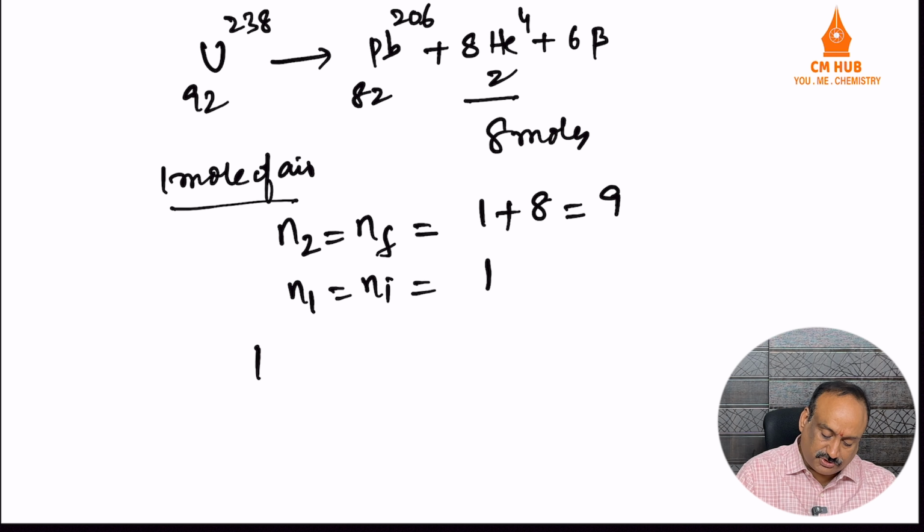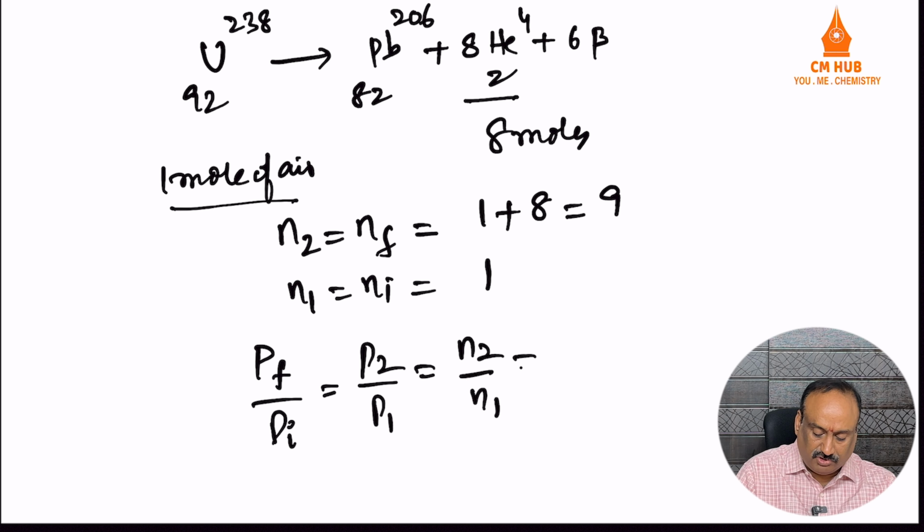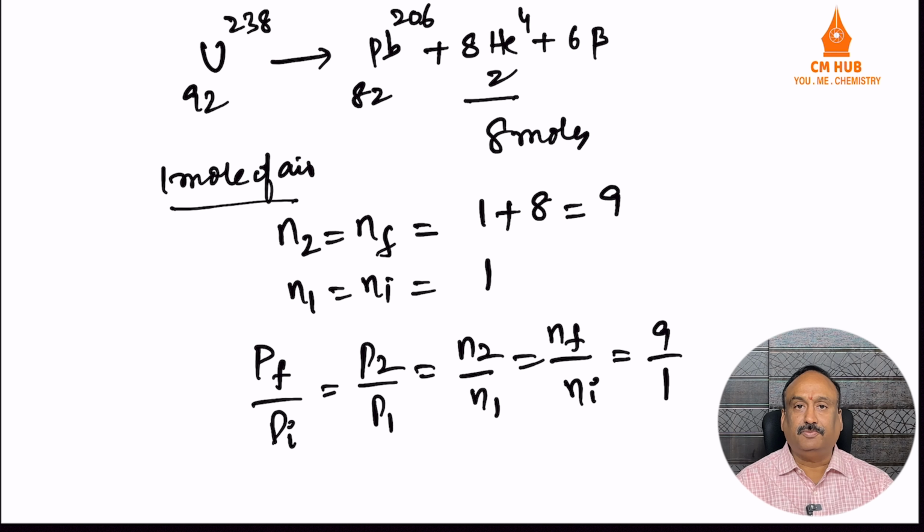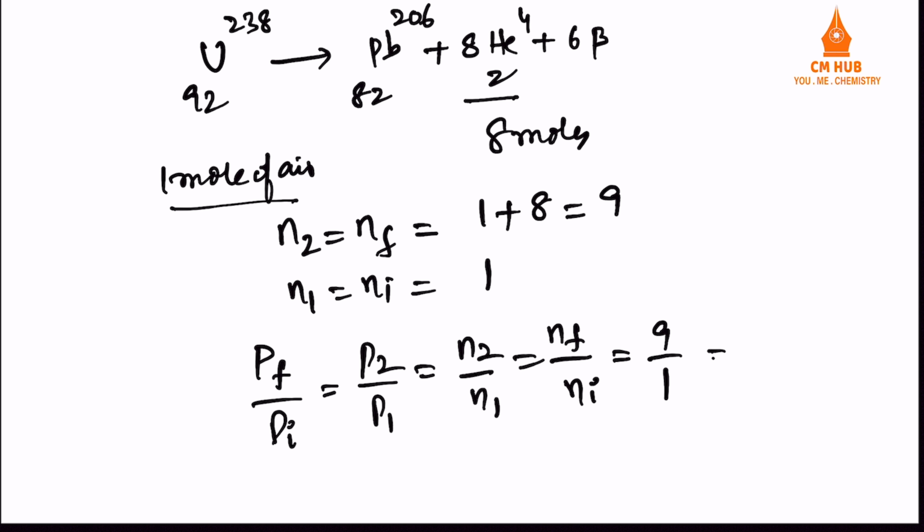So now I have to just substitute what is that P final by P initial, which is equal to P2 by P1, which is equal to N2 by N1, which is equal to N final by N initial, is equal to 9 by 1. So the answer is 9. Because it's an integer type question, you can simply put the answer as 9. If the answer is asked in terms of decimals, you may be asked to put it as 9.00. If he is asking us to just round it off to the integer value, you can just take it as 9.